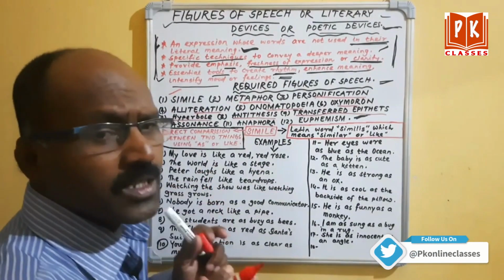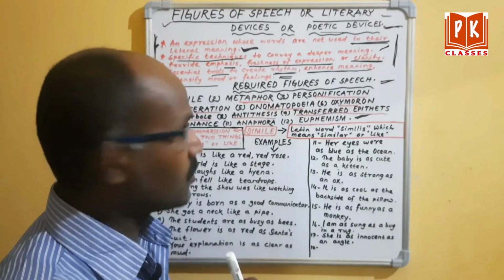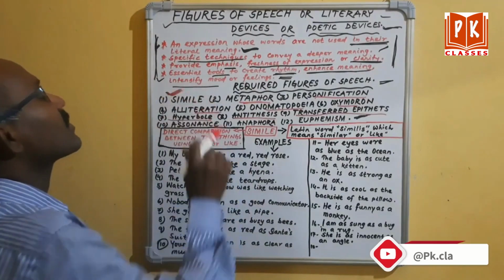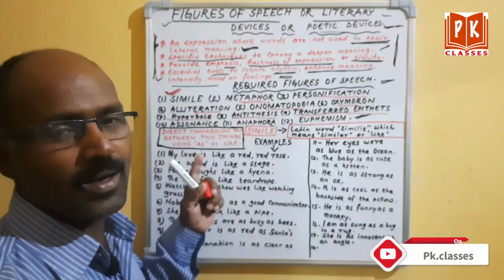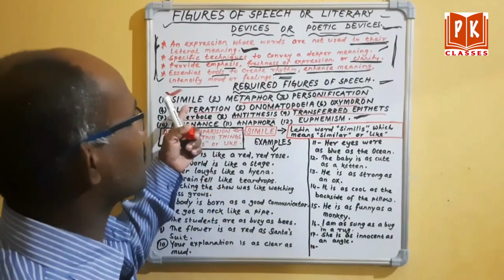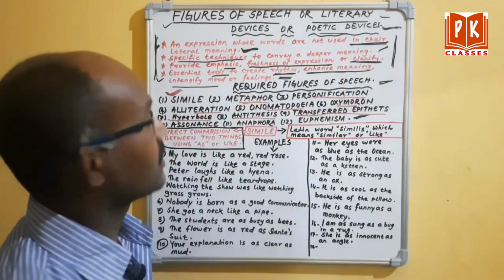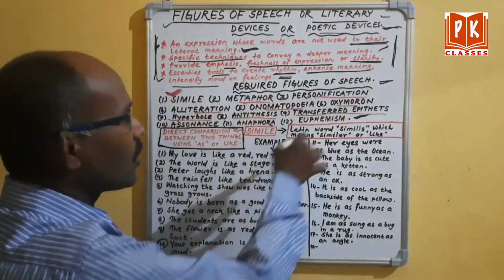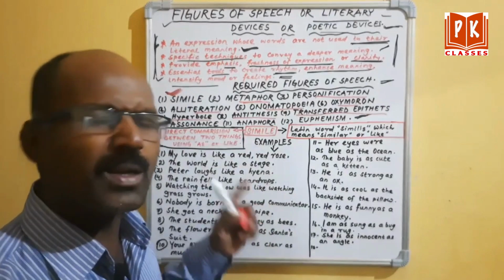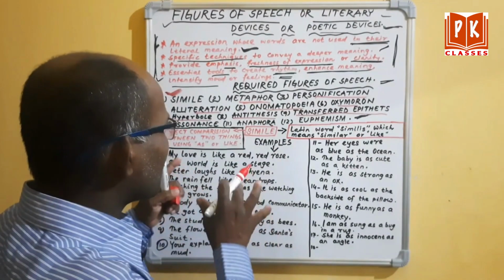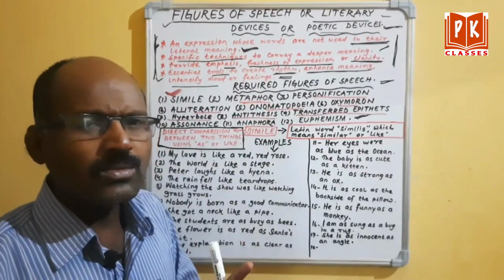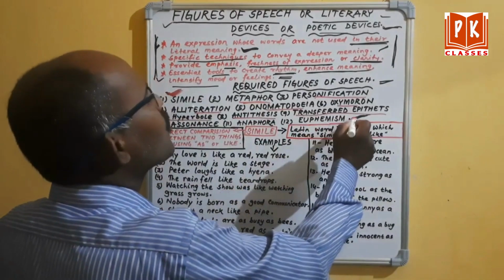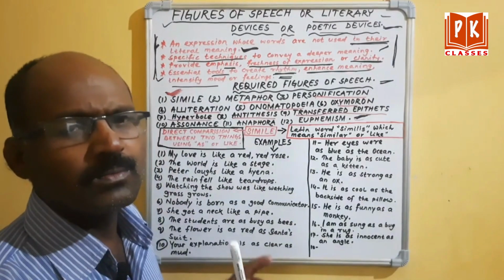These are used in your textbook, in your literature book. But today we will go with the first one, that is the simile. It is required. It is one kind of figure of speech, one kind of poetic device, one kind of literary device. We will discuss one by one all these 12 that are required. Many more are there, but generally if you study your literature book or textbook, we will find 12 or 13 figures of speech.